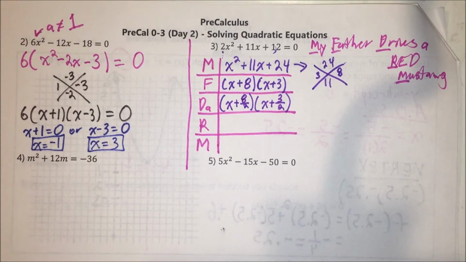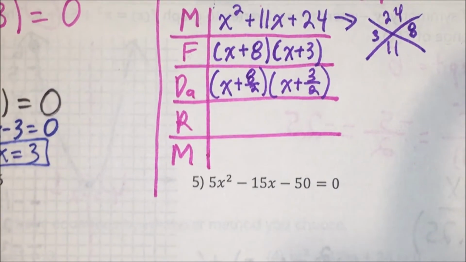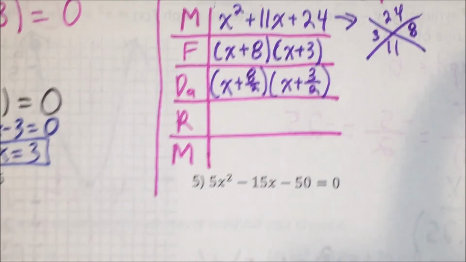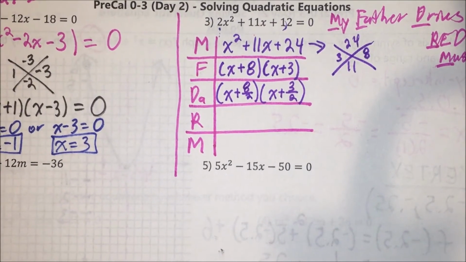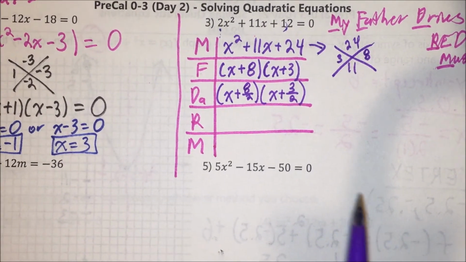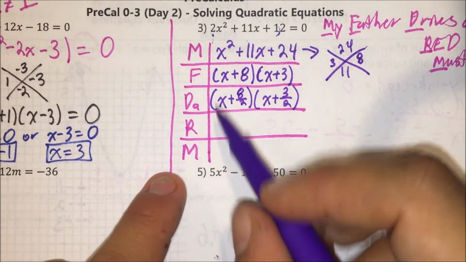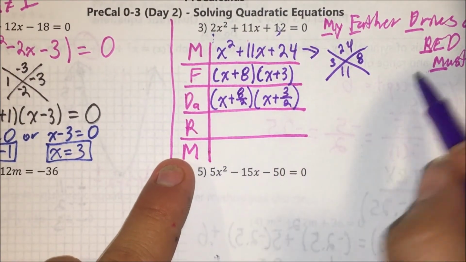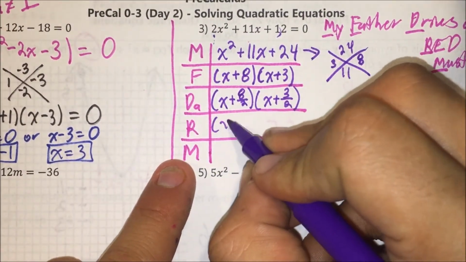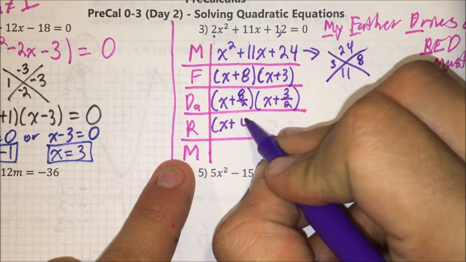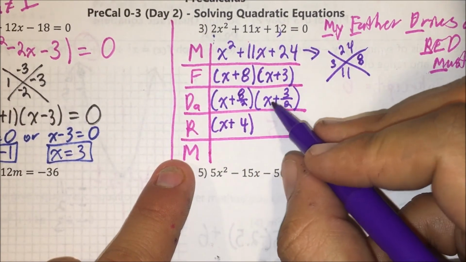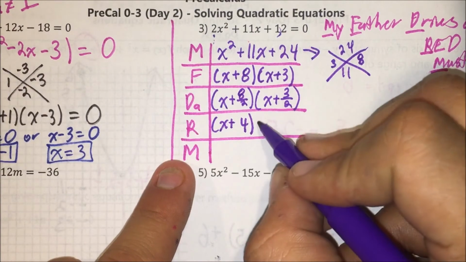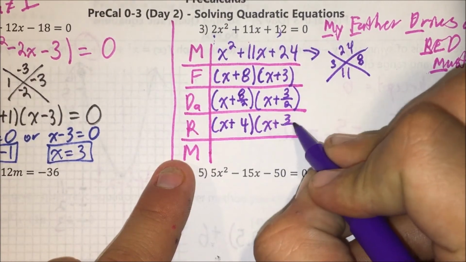Let me zoom in a little bit here. Zoom out. There we go. Okay, so next we're going to reduce. The R, the red, means to reduce. So 8 over 2 is just 4. And then 3 over 2, well, I can't reduce that, so I'm just going to leave that as 3 over 2.